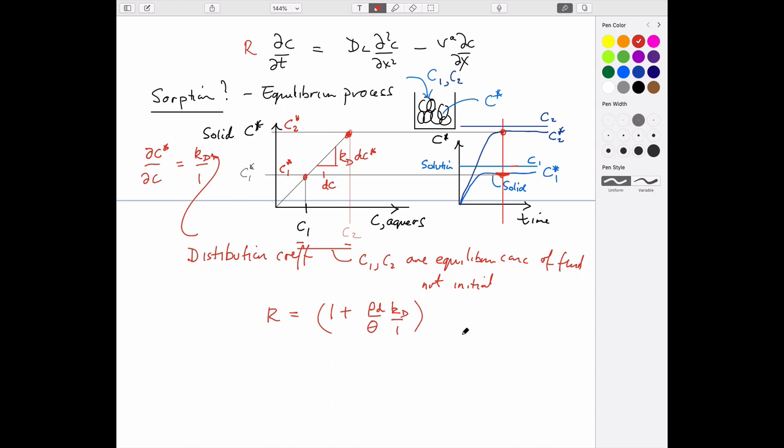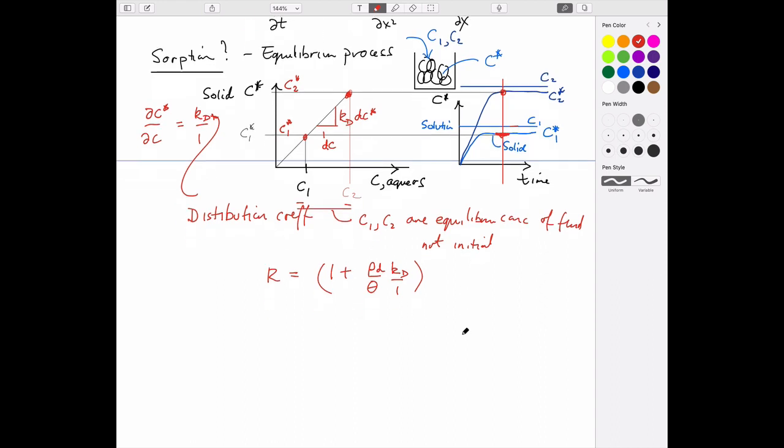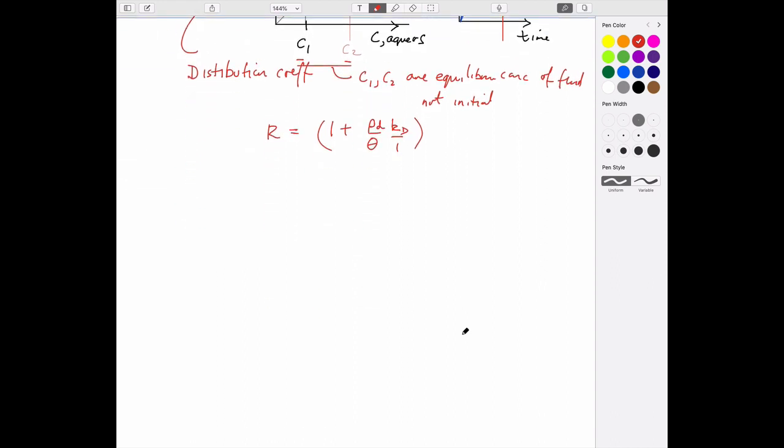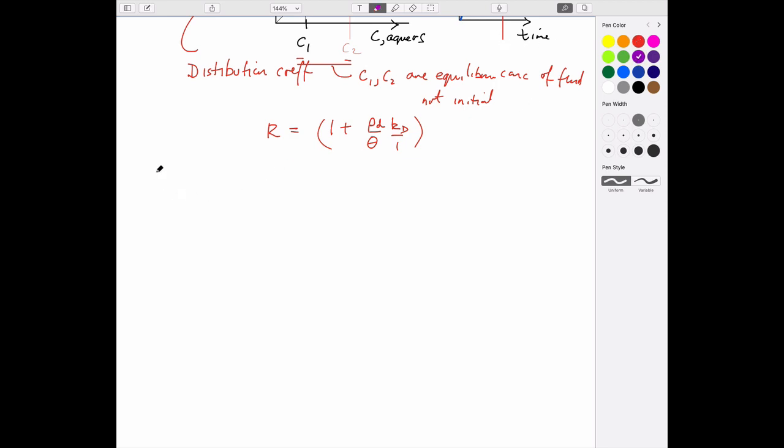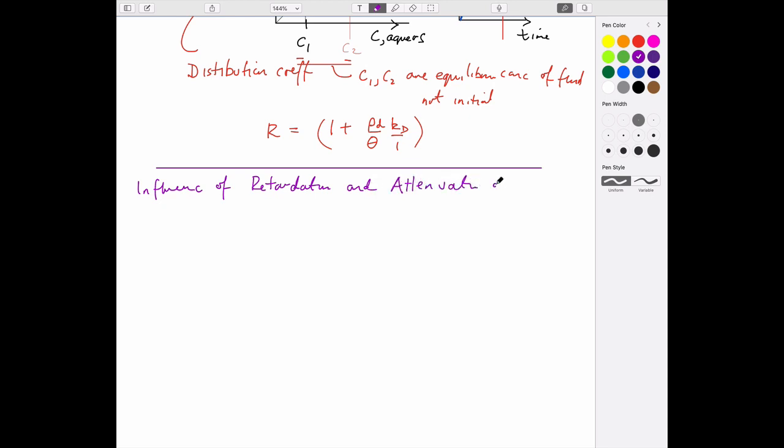I suppose the next part is to figure out what influence we could imagine that would have on the flow field, right? And so if you think about that, yeah, it's fun to do it this way. So, influence of retardation and attenuation on flow field.